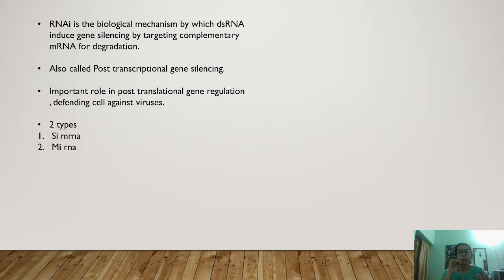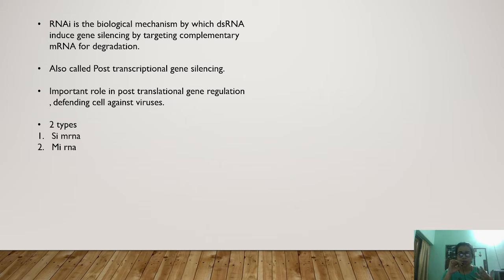And why is it important? Because it helps in the regulation of certain genes, like if certain genes are responsible for causing any type of disease, or if certain genes are attacked by a certain virus. So in order to stop or silence that gene, this process, gene silencing, plays a very important role.